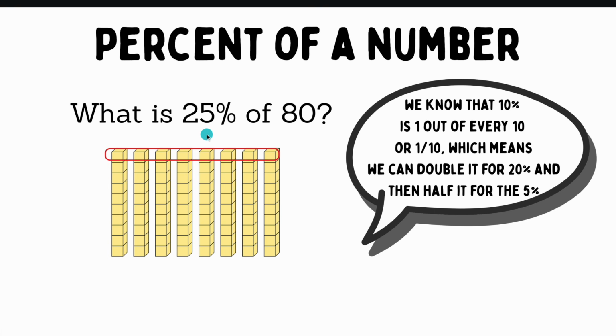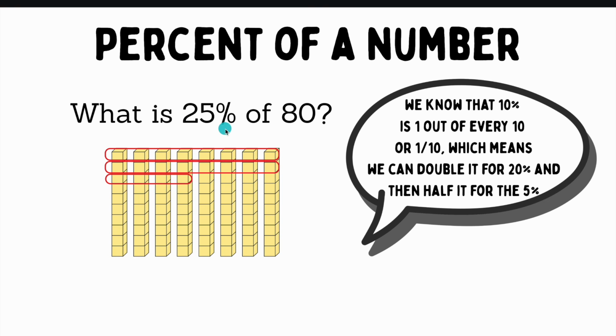Let's start with 10%. That's 1 out of every 10. Another 10%, that would make 20% of 80. Now, we have to do the 5%. Well, let's see how much 10% was. 1, 2, 3, 4, 5, 6, 7, 8. What is half of 8? 4. Now we have 10%, 10%, and 5%.